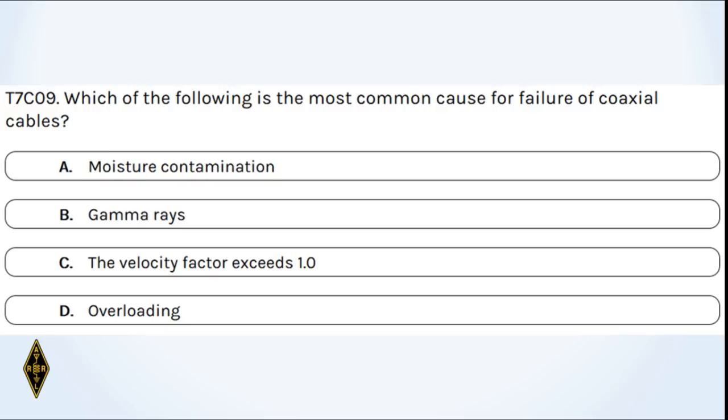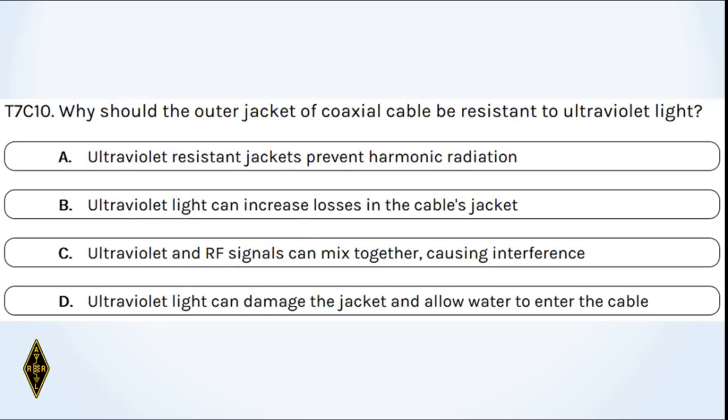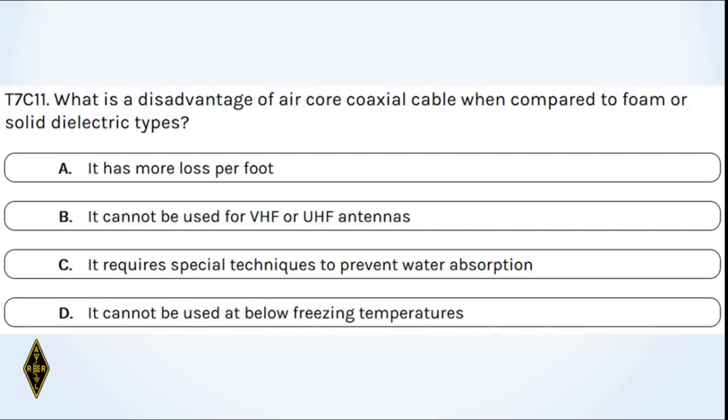And which of the following is the most common cause for failure of coaxial cables? Water, moisture. And why should the outer jacket of coaxial cable be resistant to UV light? Water, moisture. And what is the disadvantage of air core coaxial cable when compared to foam or solid dielectric types? Think about the nitrogen tank. It requires special techniques to prevent water absorption.